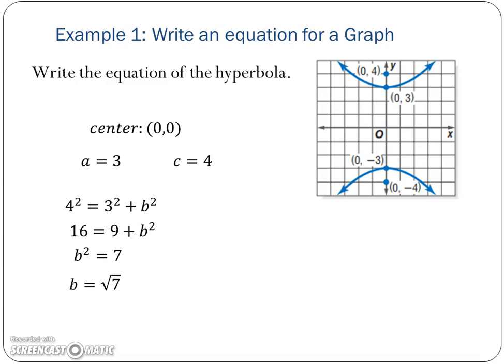It is vertical, so therefore y is with a. You need to keep that in mind when we write the equation. So it's going to be y squared over a squared, so y squared over 3 squared minus x squared over the square root of 7 squared, that equals 1. We're going to square the denominators, so it's y squared over 9 minus x squared over 7 equals 1. So that's the equation of our hyperbola.